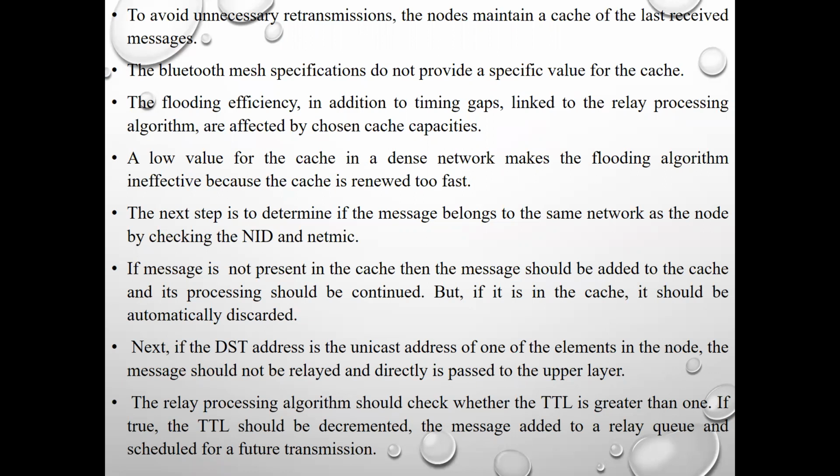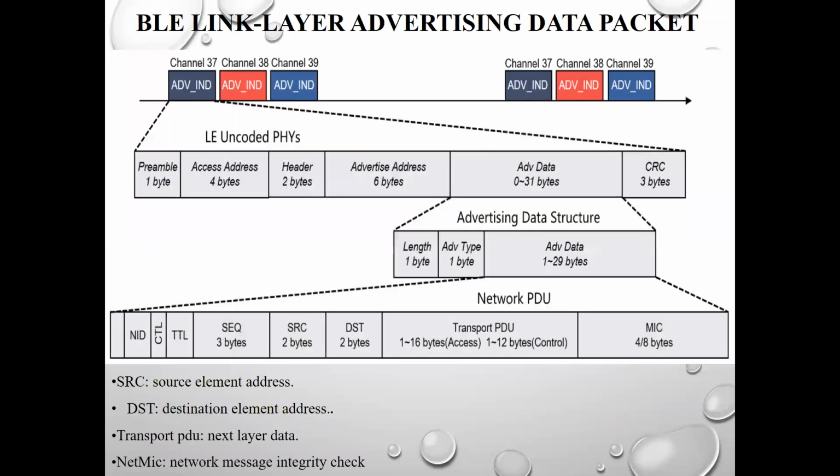NID means network identifier, used to calculate the number of nodes connected in Bluetooth mesh. If the message is not present in the cache, then the message should be added to the cache and its processing should be continued. But if it is in the cache, it should be automatically discarded. Next step: if the DST address is a unicast address of one of the elements in the node, that message should not be delayed and is passed directly to the upper layer.